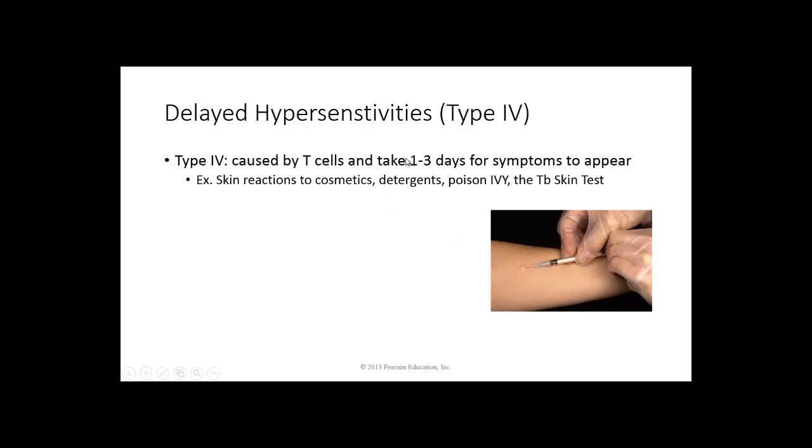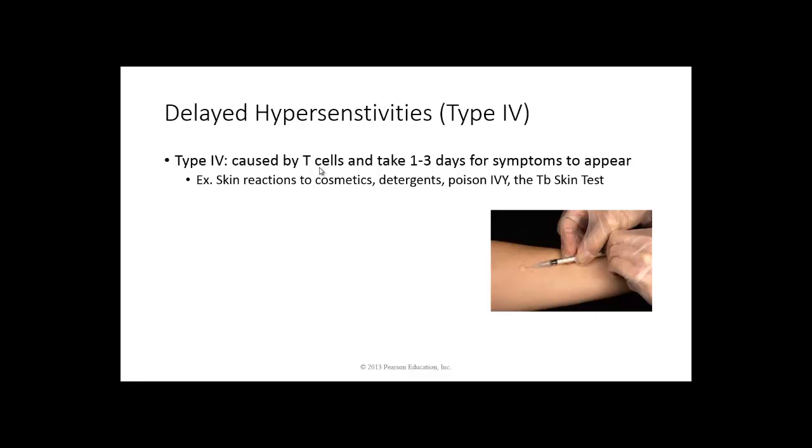A type 4 hypersensitivity is caused by T cells, not by antibodies, but specifically T cells mount the response. And what happens is that we have a little longer time for the symptoms to show up, 1 to 3 days, because it's not antibody mediated. The T cells take time to get the inflammation and tissue damage going. So the inflammation again is caused by cytokines that are activating macrophages in the tissues and cytotoxic T cells.